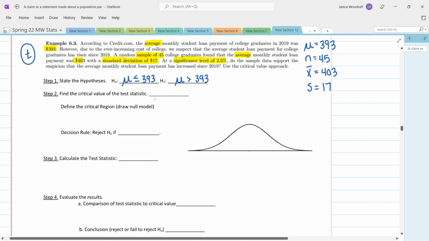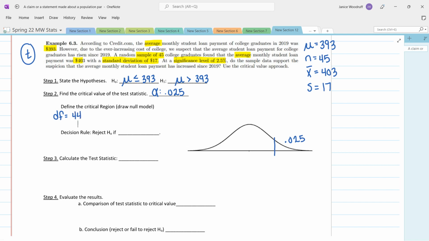Okay, so let's find that t value. This is right-tailed, because it's greater than 393, and it's right-tailed with a significance level of 0.025. So our significance, our alpha, is 0.025, over here. And let's find that t associated with it. Our sample size is 45, so our degrees of freedom is going to be what? 44.